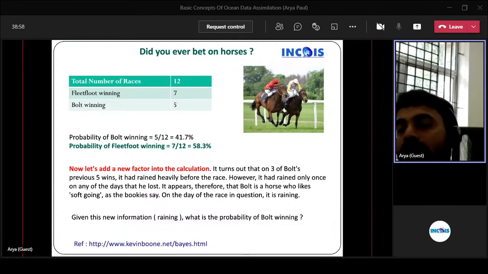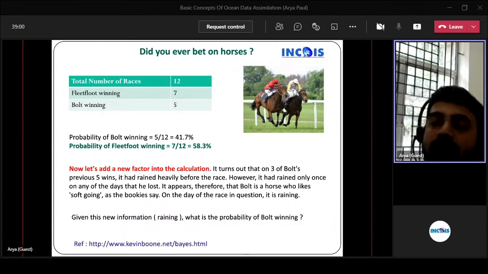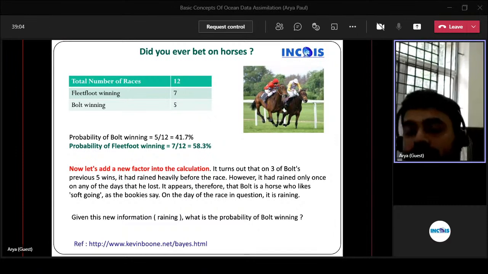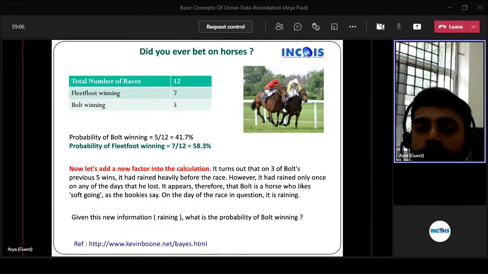Given only this information, if I am to bet on a horse, I'll be betting on Fleetfoot because the probability of Fleetfoot winning is 7 out of 12, which is 58.3%, whereas the probability of Bolt winning is just 5 out of 12, which is 41%. So why should I bet on Bolt? Rather, I will bet on Fleetfoot.